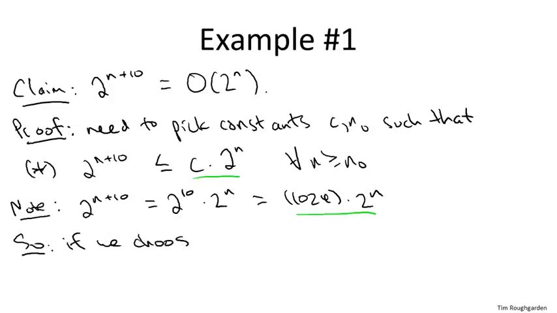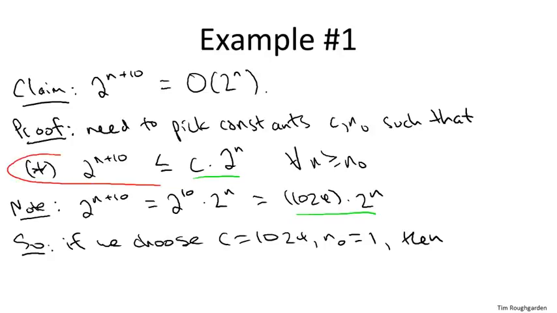So if we choose c to be 1024, and we don't have to be clever with n naught, we can just set that equal to 1, then indeed the desired inequality, star, holds. And remember, to prove that one function is big O of another, all you have to do is come up with one pair of constants that works. We've just reverse engineered it, and choosing the constant c to be 1024 and n naught to be 1 works. So this proves that 2 to the n plus 10 is big O of 2 to the n.